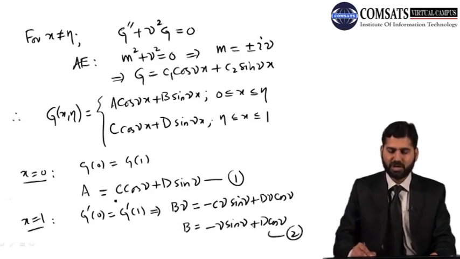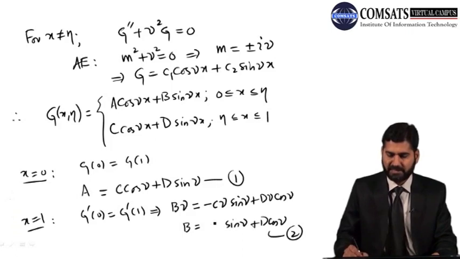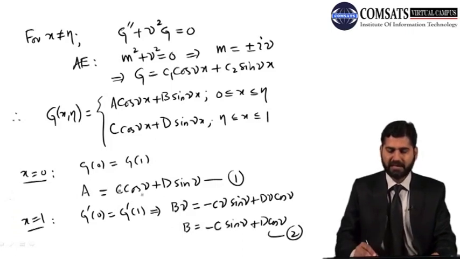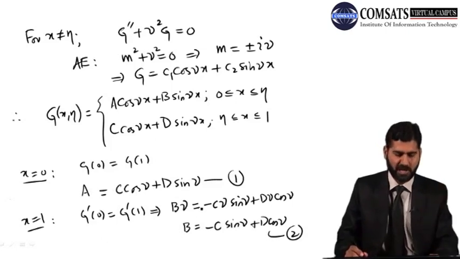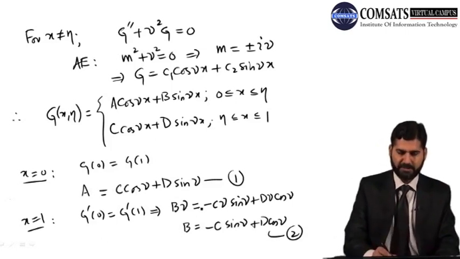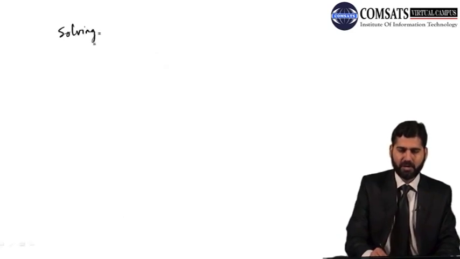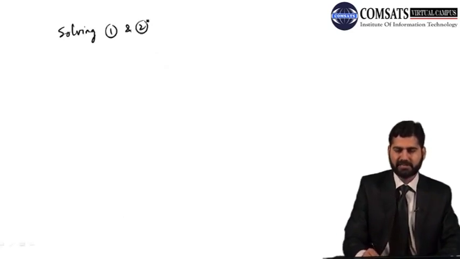So now we have these two equations in 4 unknowns: a, b, c, d. There are 4 unknowns and 2 equations. We need to solve them. Alright. So solving 1 and 2 simultaneously.